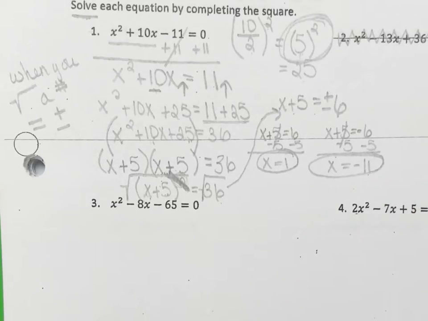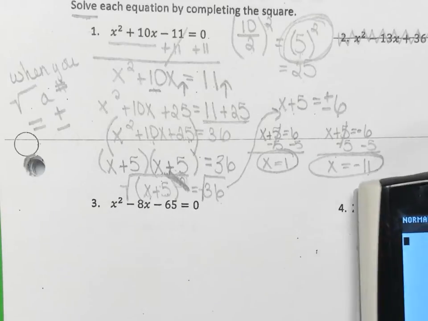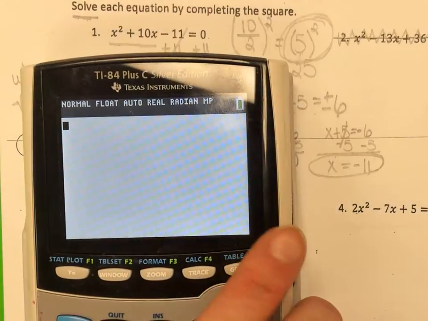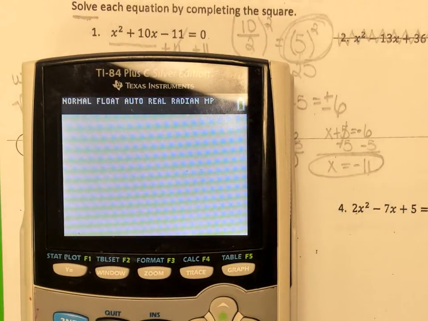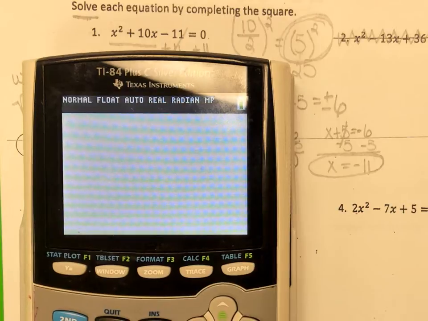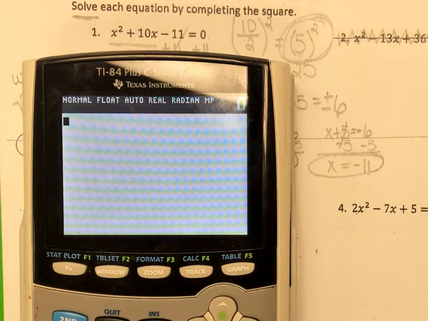Alright, when you get done, grab your calculator real quick. If you don't have a graphing calculator, go get one. Hurry, hurry, hurry. If you don't have a graphing calculator, go grab one. Alright, turn it on. Make sure it works.